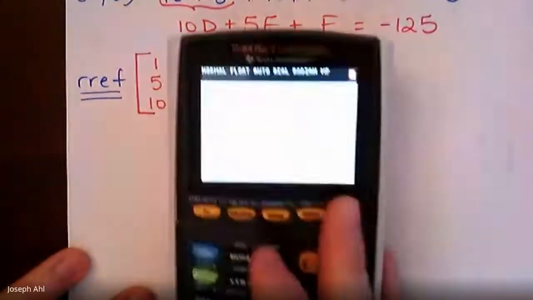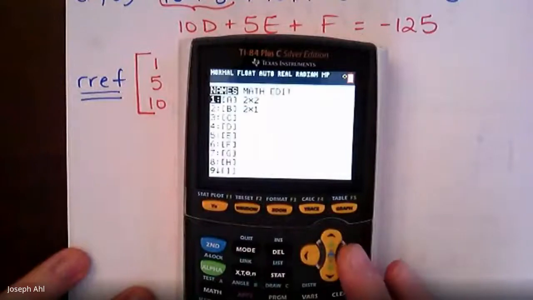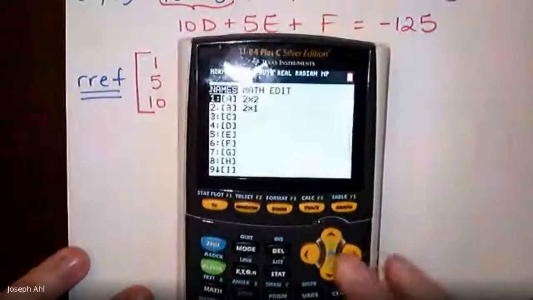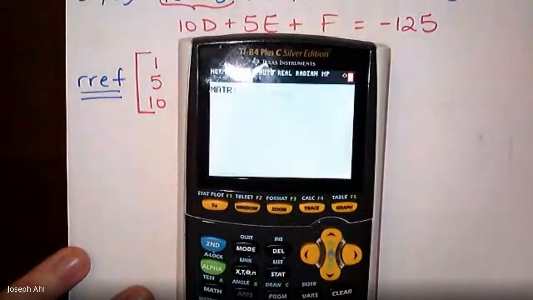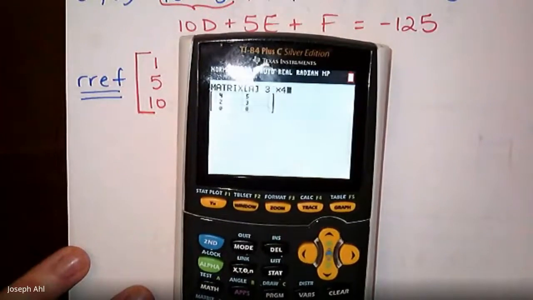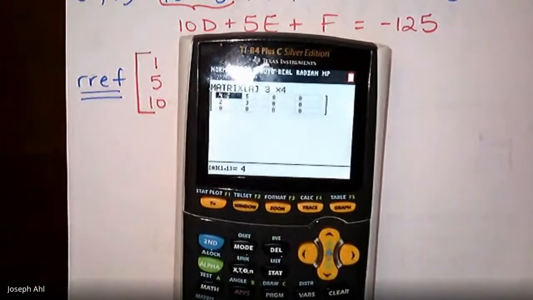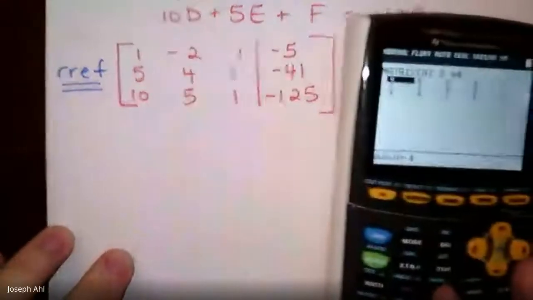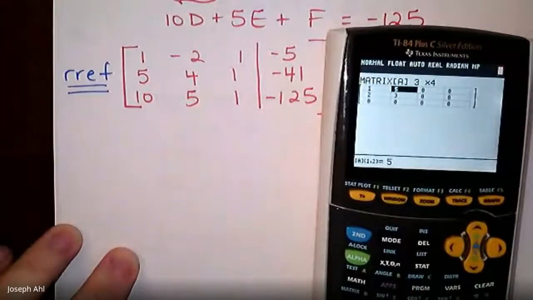Okay. So I'm going to go to second matrix. I'm going to go over and edit matrix A, which I want to be a 3x4 matrix. You'll know if it's the wrong size if you type in those dimensions and it doesn't look like the matrix we have. So let me go ahead and type in what we have here: 1, -2, 1, and -5 in the top row.